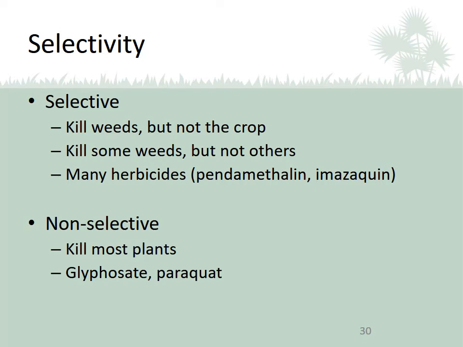Other herbicides are designed to be non-selective. This would include things like Roundup or glyphosate, which is going to kill pretty much any plant that you spray it on. So obviously, if you spray Roundup in your lawn to kill the weeds, you're going to kill your grass also, so you wouldn't want to use it in that situation. A couple of examples would be glyphosate and paraquat.